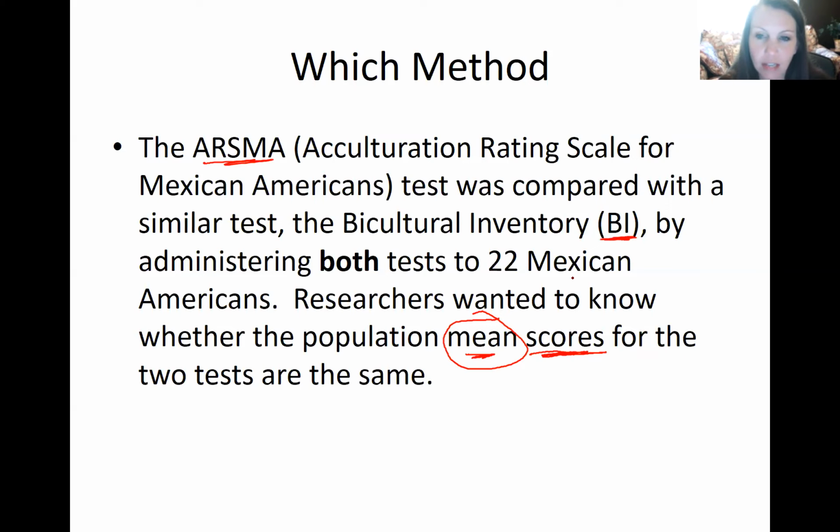Then we just have to decide whether the samples are independent or dependent. This one would be dependent because both tests were given to the 22 subjects. All the subjects took both exams, and then they compared those scores. Knowing who took the ARSMA test tells you exactly who took the BI test because it was the same people. So this time we're going to have two means or two samples, or we could just call it paired. I'll call it that.